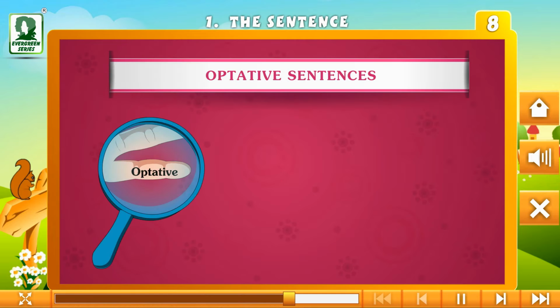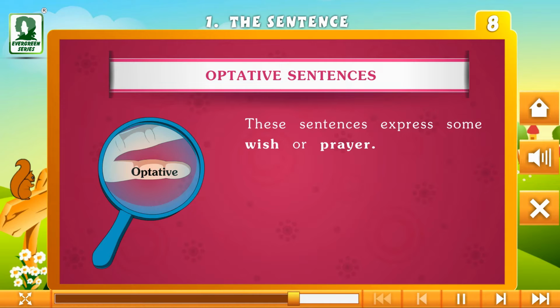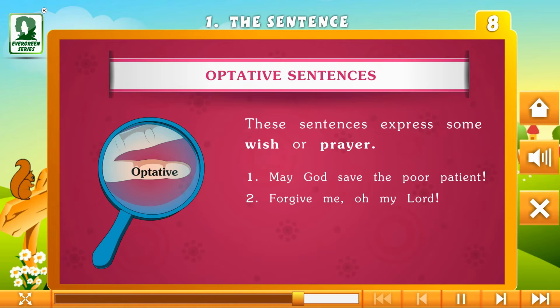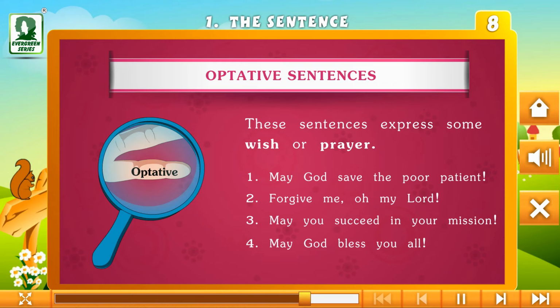Optative sentences. These sentences express some wish or prayer. May God save the poor patient. Forgive me, O my Lord. May you succeed in your mission. May God bless you all. May you get well soon. Optative sentences end with a sign of exclamation.